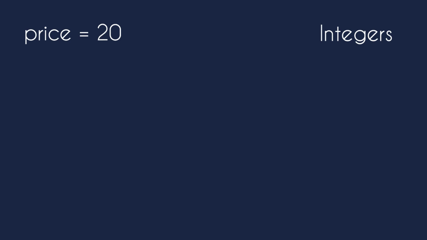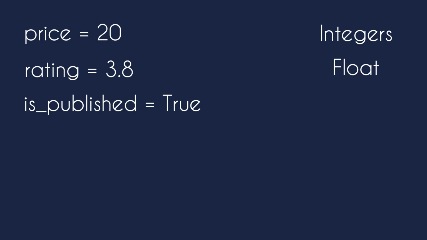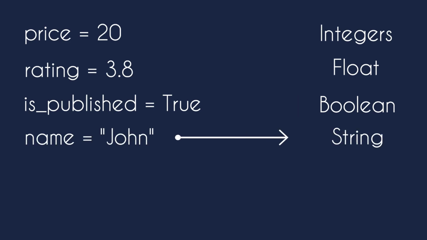We can also write numbers with a decimal point. So here, let's write rating. Let's set it to 3.8. We refer to these as floats. We have another type called Boolean. It can either be true or false. We can also set a variable to a string. For example, name equals John.